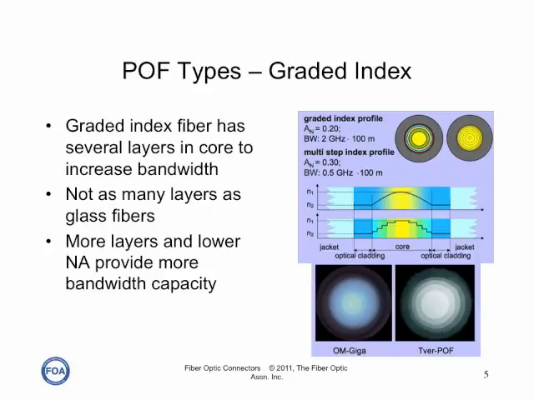Graded index POF, just like graded index multi-mode glass fiber, has several layers in the core to increase its bandwidth. It typically doesn't have as many layers as glass fiber, so the compensation isn't quite as good. But more layers and a lower numerical aperture can be used to provide more bandwidth capacity for high bit rate applications.